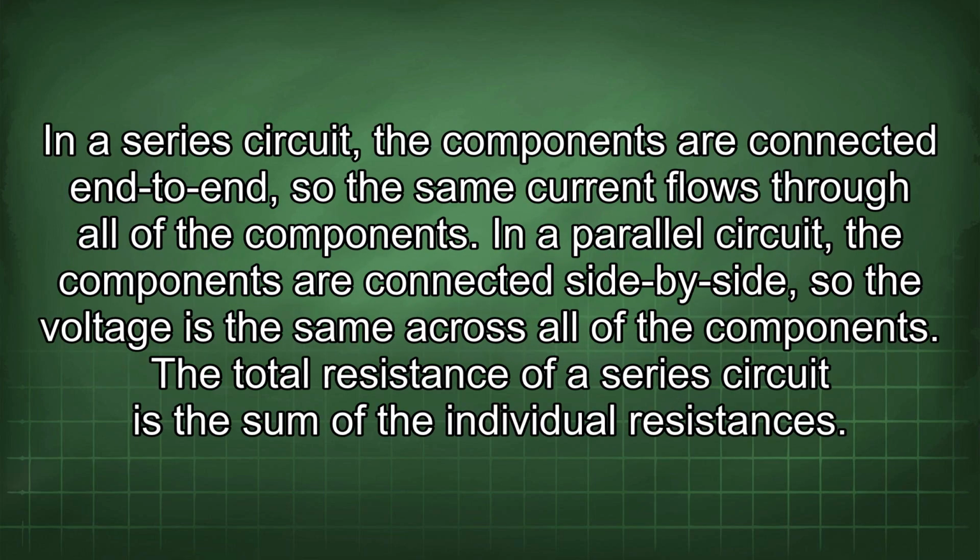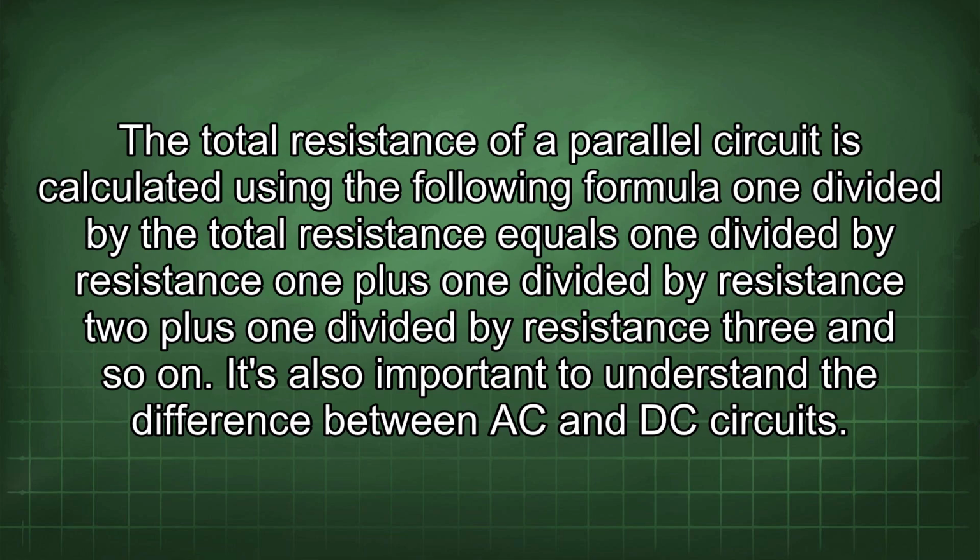In a series circuit, the components are connected end to end, so the same current flows through all of the components. In a parallel circuit, the components are connected side by side, so the voltage is the same across all of the components. The total resistance of a series circuit is the sum of the individual resistances. The total resistance of a parallel circuit is calculated using the following formula: 1 divided by the total resistance equals 1 divided by resistance 1 plus 1 divided by resistance 2 plus 1 divided by resistance 3, and so on.